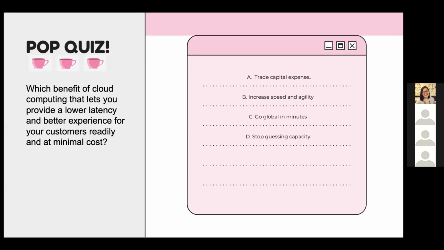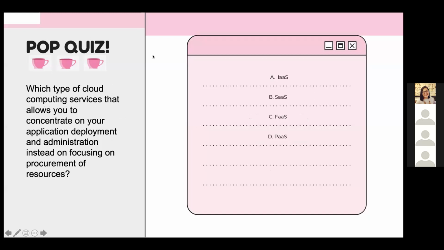Okay, let's have the correct answer. C, go global in minutes. Okay, so another question. Which type of cloud computing services allows you to concentrate on your application deployment and administration? Yeah, tama si Joanna kanina. So, Joanna got the correct answer.